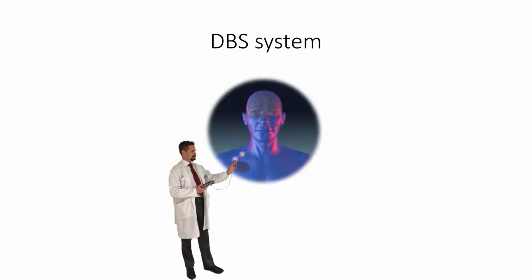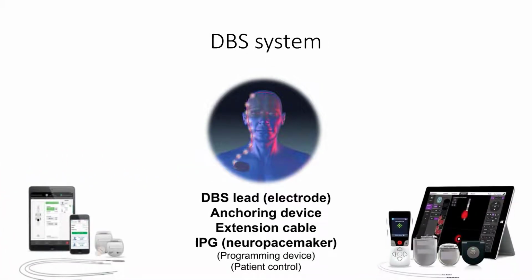There are a number of different DBS systems on the market, but they all consist of the same basic components. We have an electrode, also known as a lead, of around 1.2 mm in diameter that is implanted into the brain. This is anchored to the skull using a small anchoring device and then attached with an extension cable to an implantable pulse generator, or IPG, popularly known as a neuropacemaker. We have also the external programming device and the patient's own control for communication with the IPG.